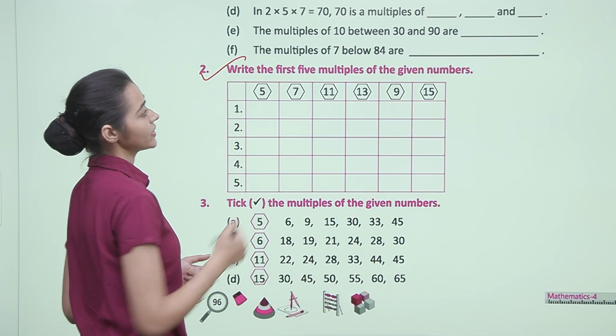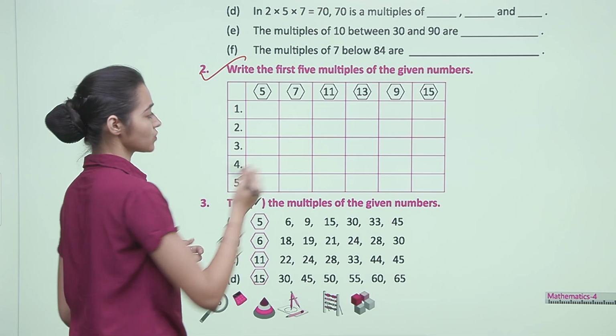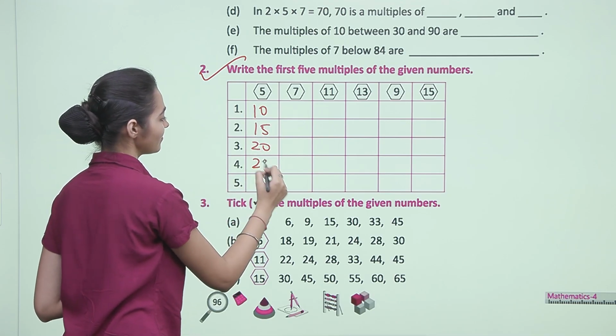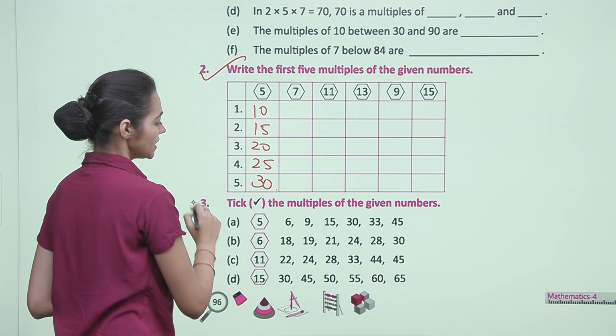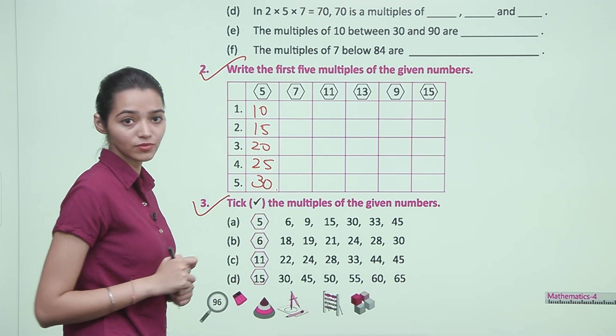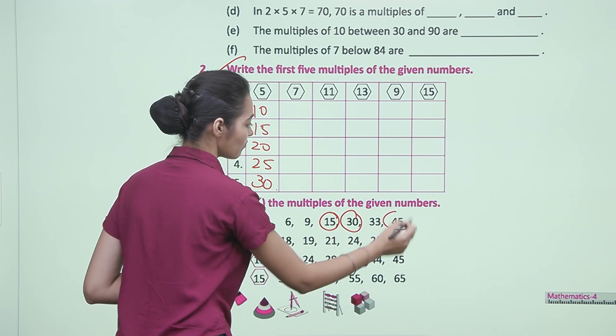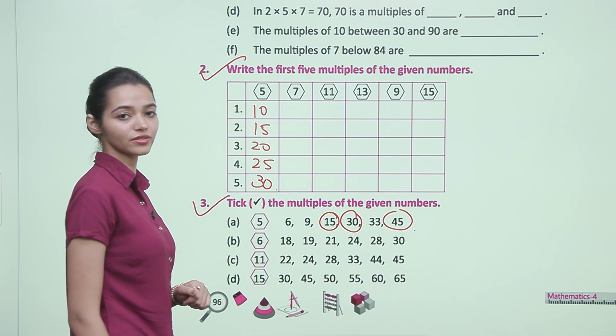Now in the next one we have to find the first 5 multiples of the given numbers. So 5, 10, 15, 20, 25, 30. In the next one we have to take the multiples of the given numbers. So 5 multiples are 15, 30, 45. That's how you have to complete the remaining part.